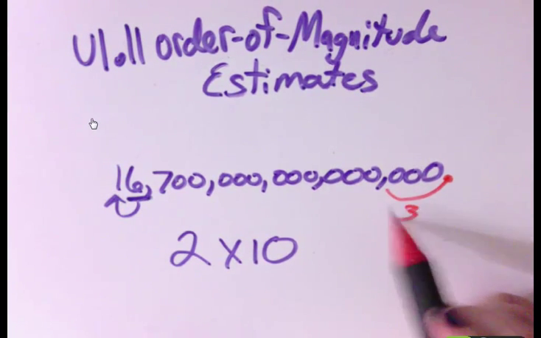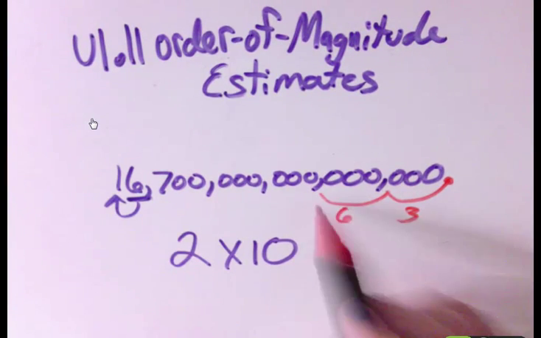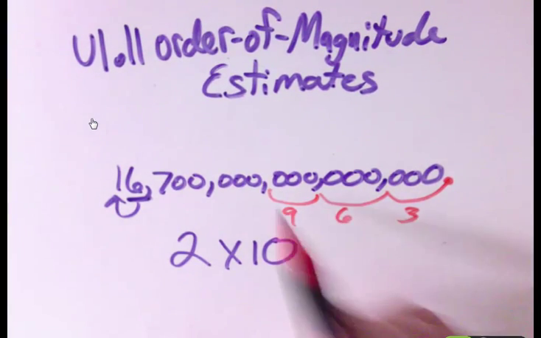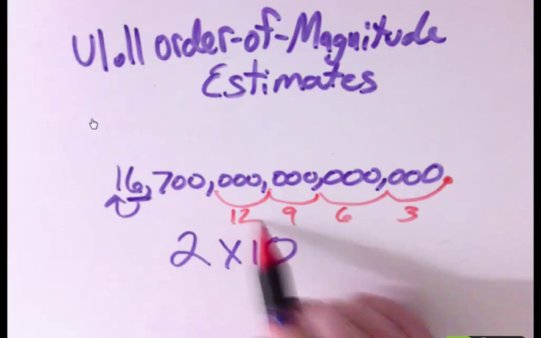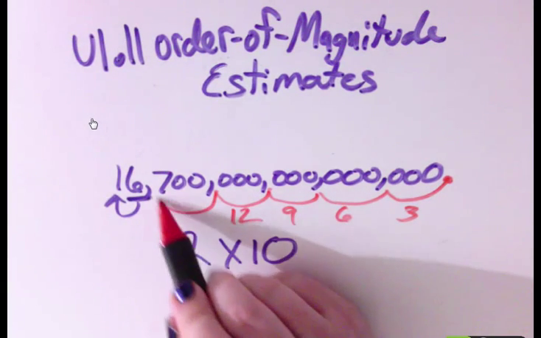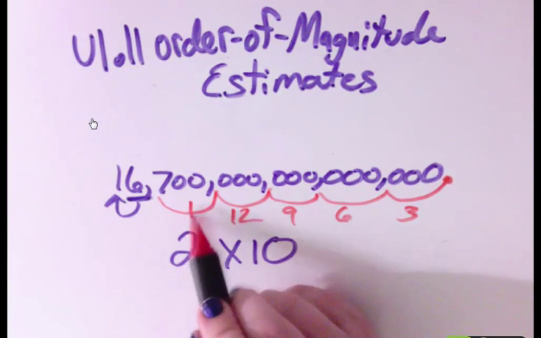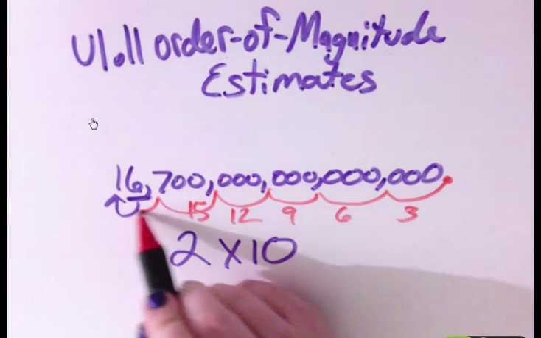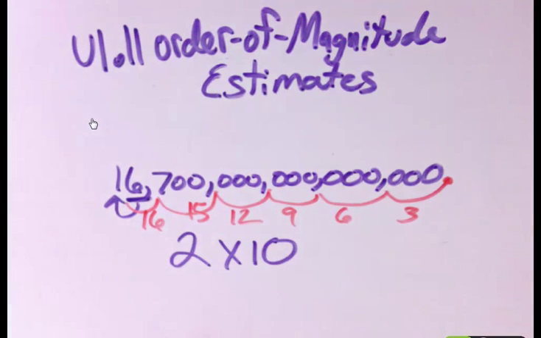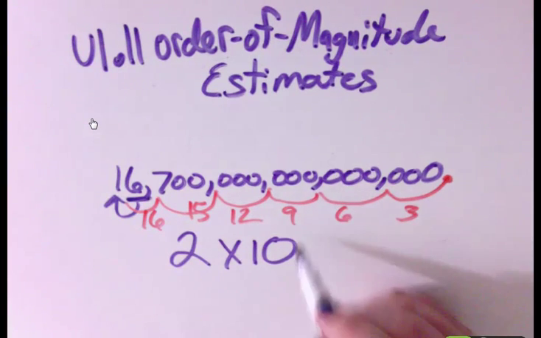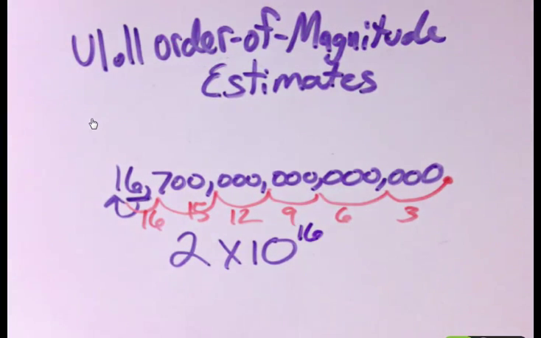This is 3, 6, 9, 12, 15, and one more makes this 16. So 2 times 10 to the 16th is going to be our estimate for that number.